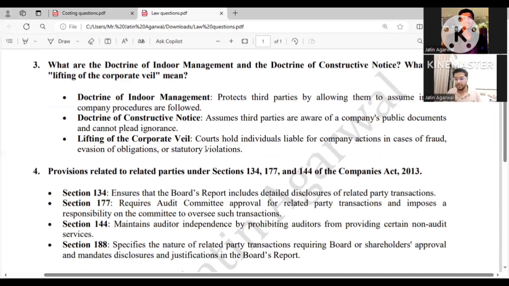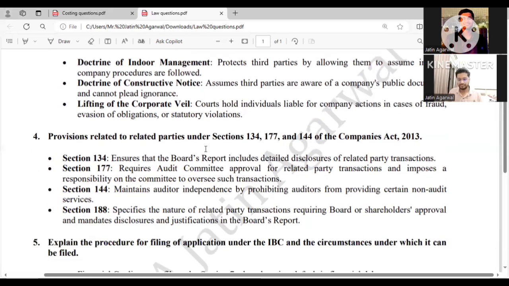It ensures that the board report includes detailed disclosures of related party transactions, right? 177 is audit committee approval for related party transactions and responsibility of audit committee to oversee such transactions. 144 maintains the auditor's independence, prohibits the auditor from providing certain non-audit services, right? And section 188 specifies the nature of related party transactions which require board or shareholder approval, right? And mandates the disclosure and justification in the board report.